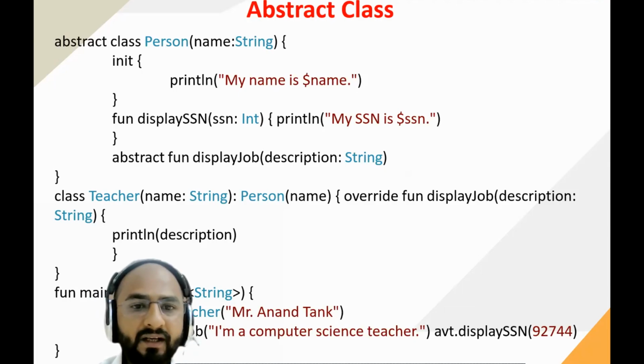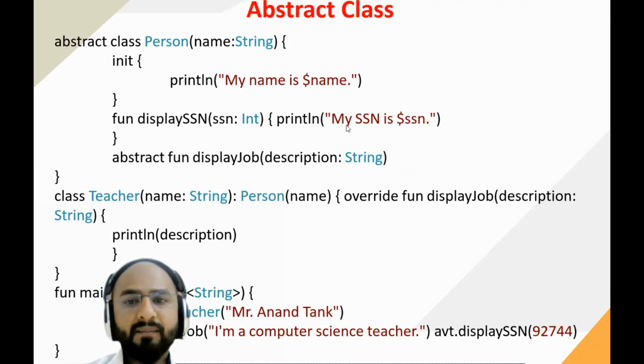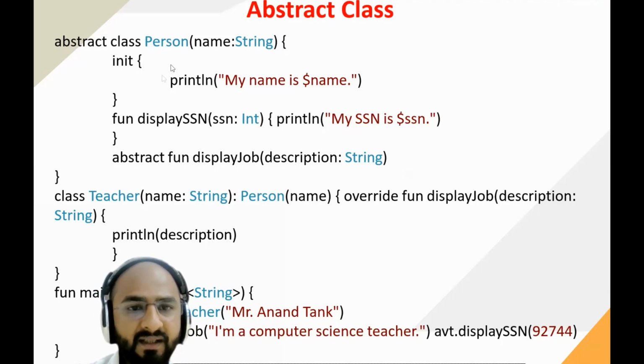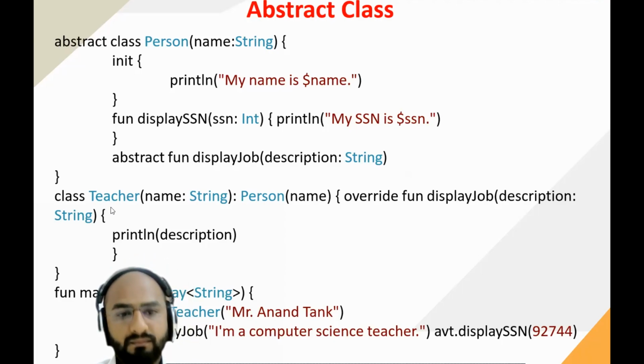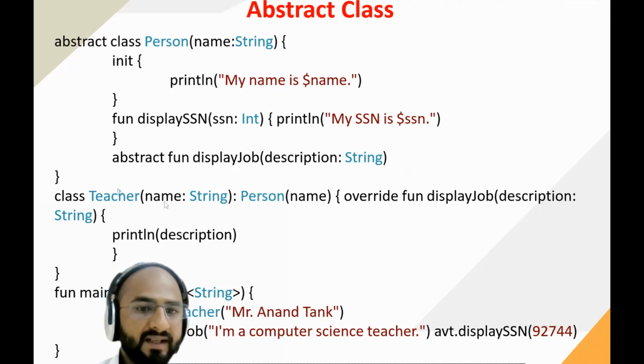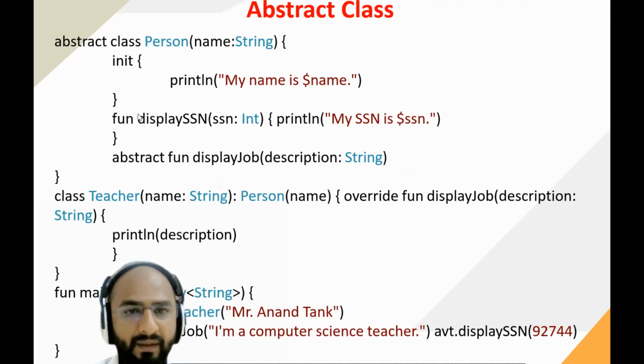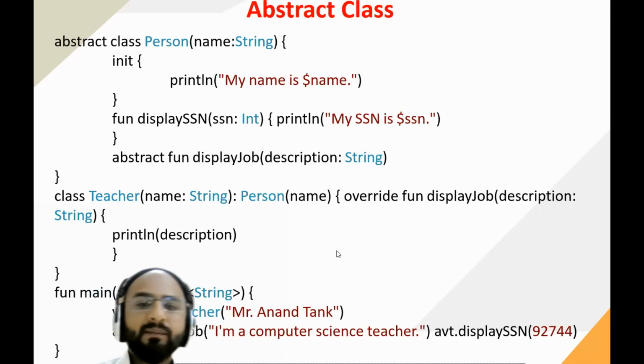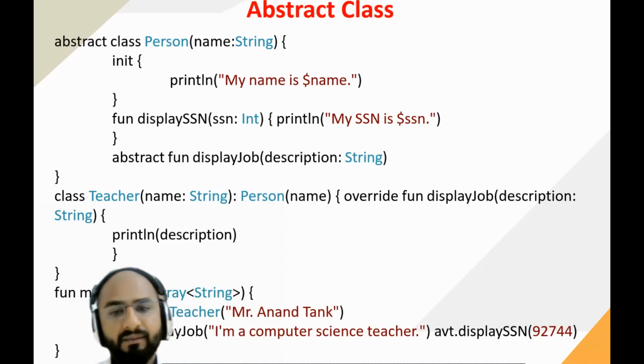And then I have created a display SSN method and print the statement, "My SSN is $SSN." And here abstract function display job is the abstract method. Now what I'm doing is I am just inheriting this person class into the teacher class, right? So all the properties of the person class will be available in the teacher class. And there is a display job method, an abstract method. So when I'm inheriting this class into the child class, we need to override that abstract method in the child class. Otherwise, it will give me the error.